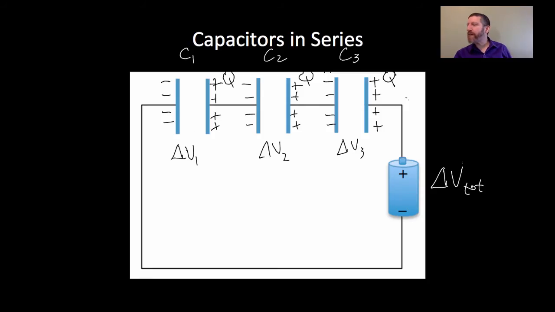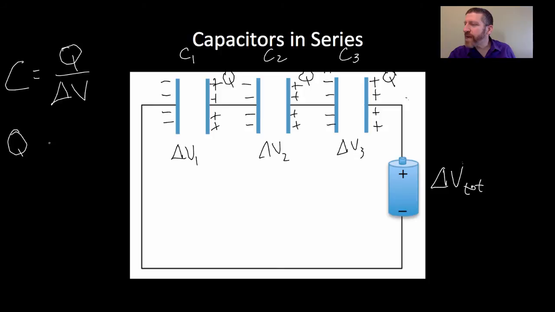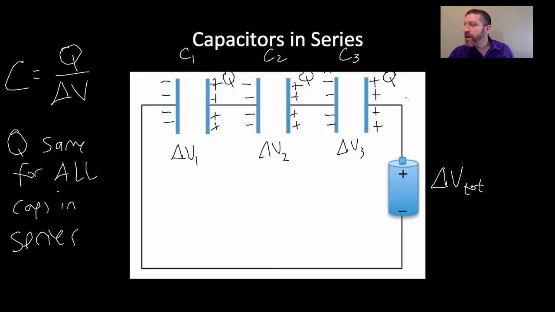Now, I can express this delta V right here using my famous equation, as a different way. Now, one thing we do have to notice is, how does the Q on this capacitor compare to the Q on this capacitor? Well, it's exactly the same. Q is identical, or the same, for all caps in series. If they are in series, Q has to be the same.